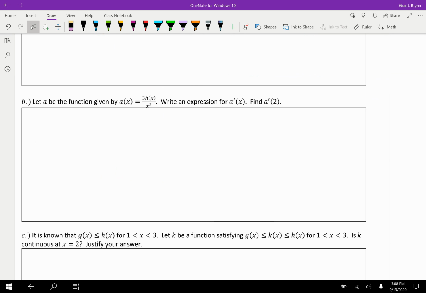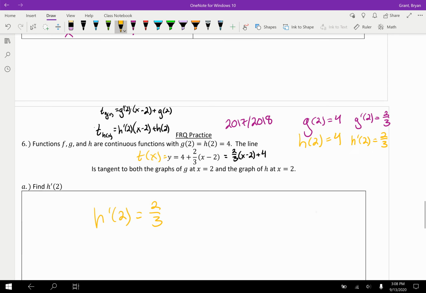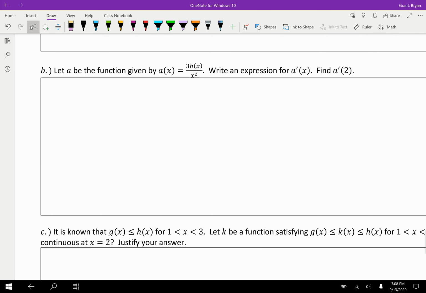Okay, a prime of x first. That seems like a thing that we should do. I'll use, what did I do, h in yellow? Sure. So, a prime of x. Well, how do we do the derivative of this? I see one function being divided by another, which to me means that we probably need the quotient rule.